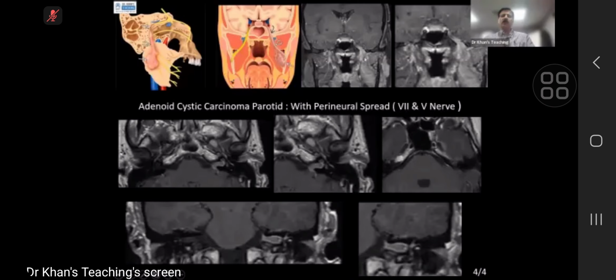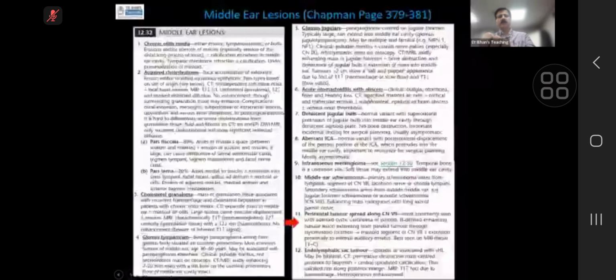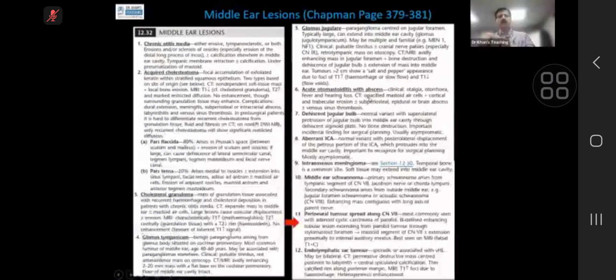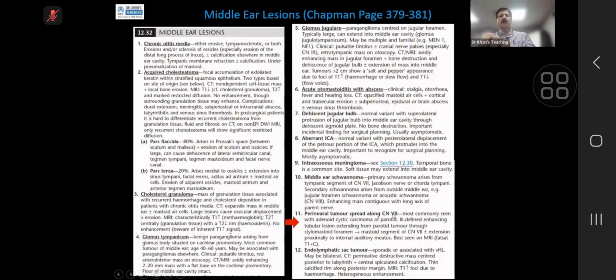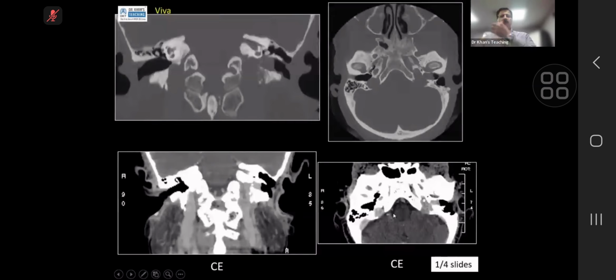This appearance you must remember, and this is an exam scenario. Other tumors can also be asked like this. So this was perineural spread. This is perineural tumor spread around the seventh nerve. Okay, this is your last case, and then we'll go to candidate 4.